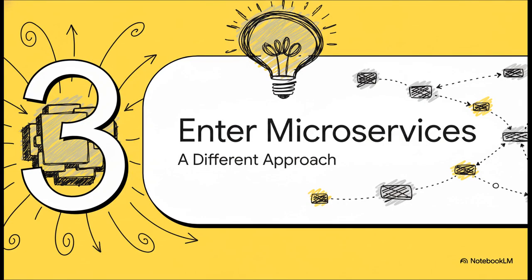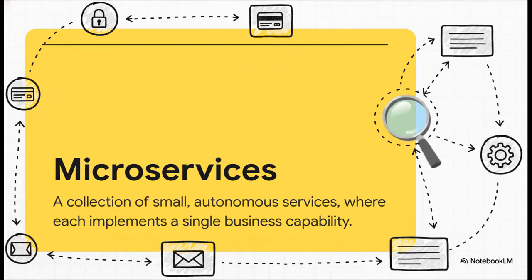So to solve these messy, complicated problems of a giant monolith, a new idea came along: microservices. And this is a completely different way of thinking about building software. Instead of one giant application, you build lots of small, independent ones. Each service has exactly one job, one single business capability, and it does that one job really well. So the user authentication service only handles logins. The payment service only handles transactions. They're all totally separate applications that just communicate with each other.